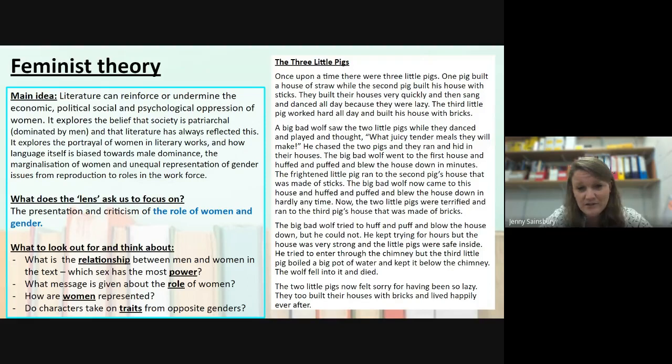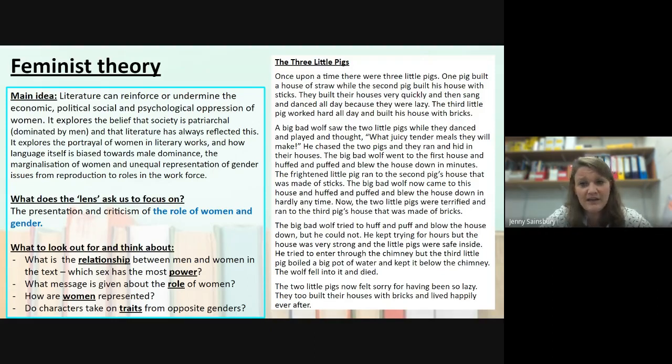And a really interesting one as well here is, if we assume that all of these characters, the three pigs and the wolf, are male, do any of them take on traits that we would maybe assume to be female? Which of these pigs is maybe a bit more feminine in its characteristics and actions than the others? And why do you reckon that is? And what do we learn about that?